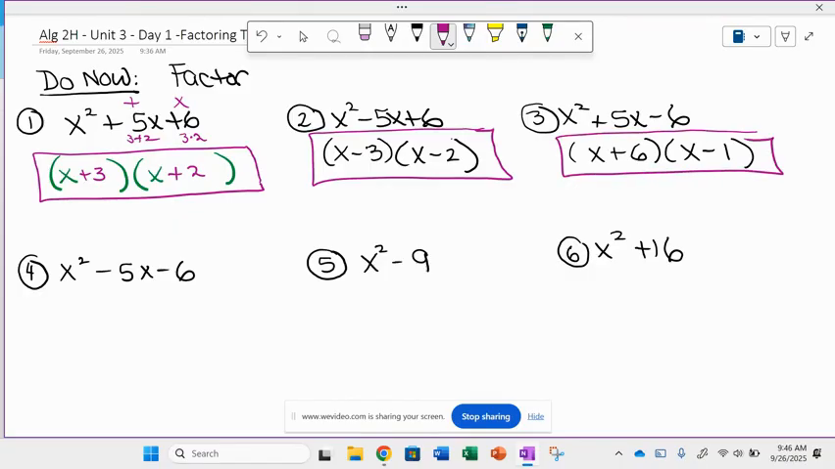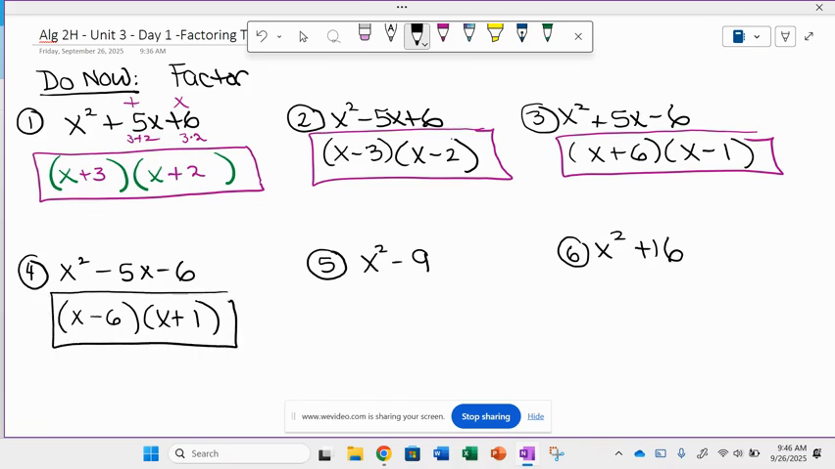All right, x squared minus 5x minus 6. What do we get for this one? What's your name? Anishka. x minus 6 and x plus 1. Negative 6 times a positive 1 is a negative 6. Negative 6 plus a positive 1 is a negative 5.